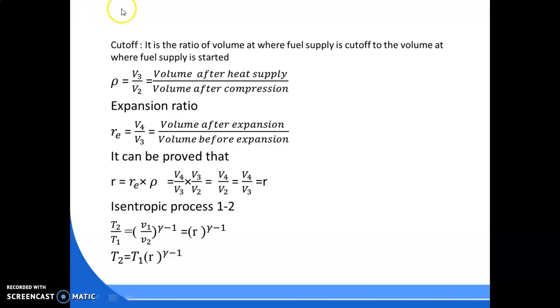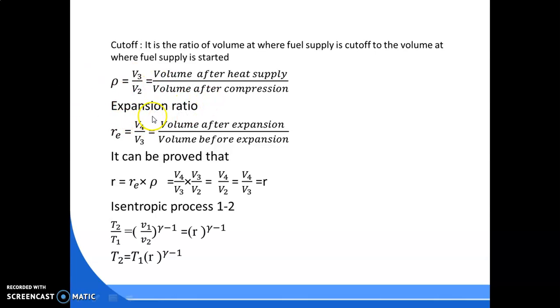So what is the cutoff ratio? The ratio of the volume where the fuel supply is cut off, at which volume? V3, divided by the volume where the fuel supply started. The fuel supply starts at which point? Point 2, that means V2. So V3 by V2 gives you the cutoff ratio. The cutoff ratio is taken as rho. Rho is equal to V3 by V2, the volume after heat supply divided by the volume after compression, or the volume where the fuel supply is cut off divided by the volume where the fuel supply starts.